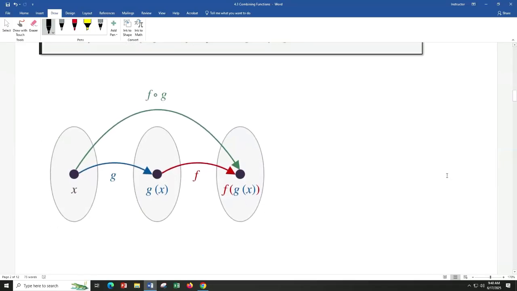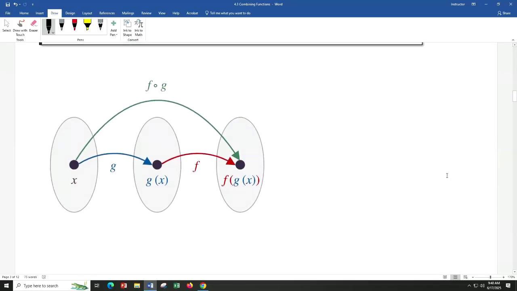This is what it actually looks like right here. You take an x, you plug it into g, you solve. Once you have that solved, you plug that g into f and solve again. I know you're like, what? What did you do? Okay.